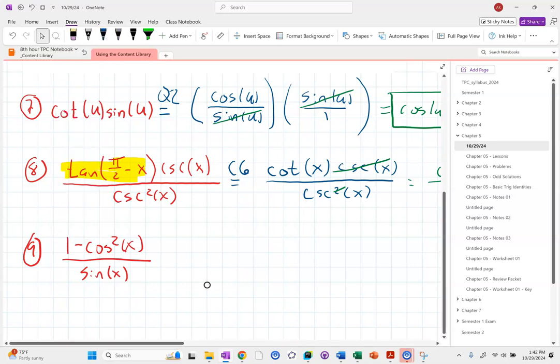All right, we have 1 minus cosine squared x over sine x. Ava, algebra or identity? Great. What identity do you want to use? Use an odd-even for this or no? Well, I don't have any negative x's, right? Oh, it's not. So I wouldn't use an odd-even here.